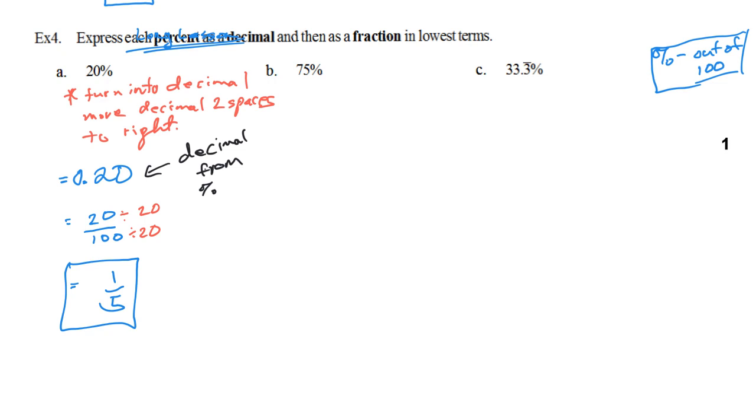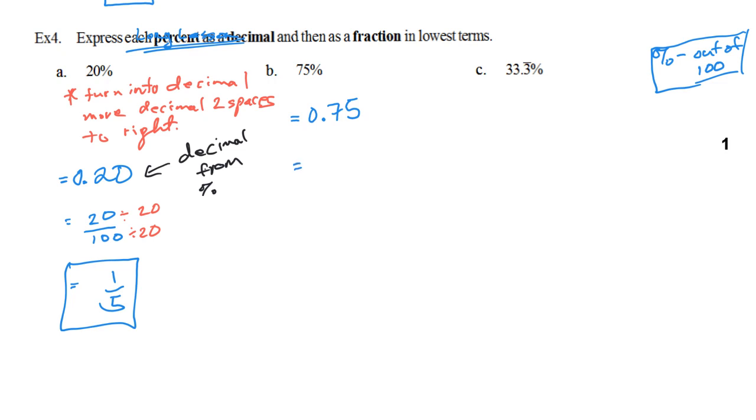So now, what about 75%? If we follow the same pattern as before, we just move that decimal 2 spaces to the right, which means we have 75, and moving the decimal, which is here, 2 spaces to the right means our decimal is here, so we end up with 0.75. Now let's change it into a fraction.